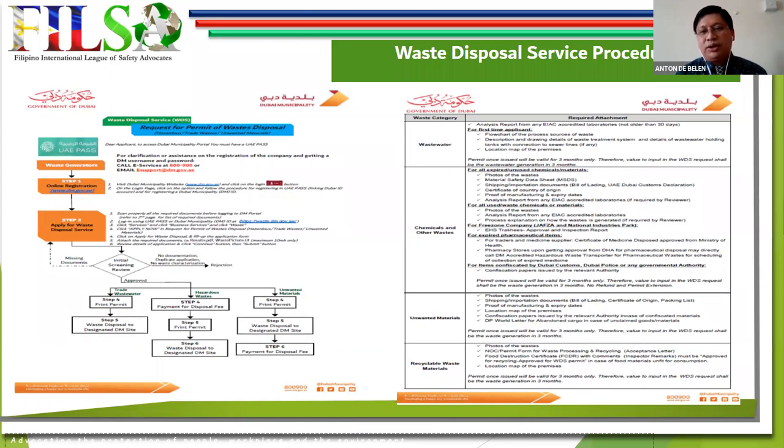Likewise, for the unwanted materials, we require photographs and also shipping documents. For the recyclable materials from Dubai Municipality, we only require a form that we give to the recycler, and also the permit form for waste processing and recycling, or what we call the acceptance letter. In case of food material, they need to have an approval first from the food safety department, which is the FDCR, or what we call the food destruction certificate.